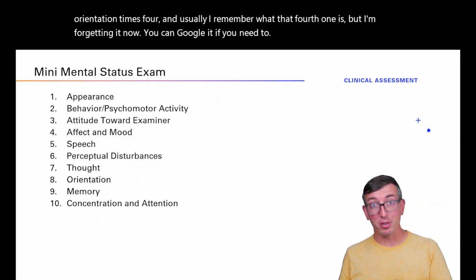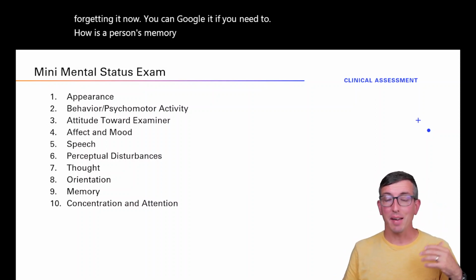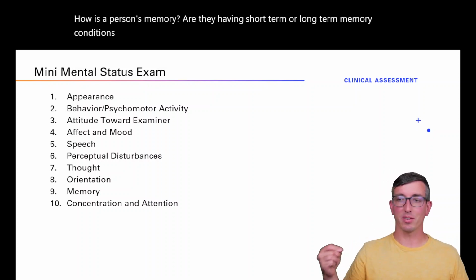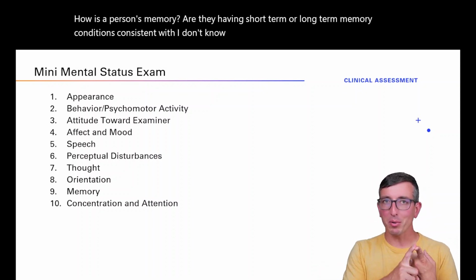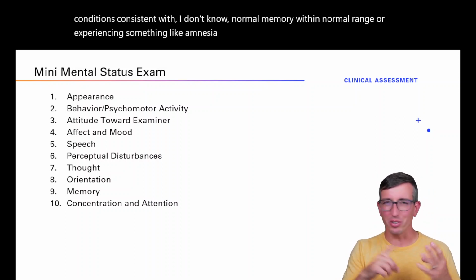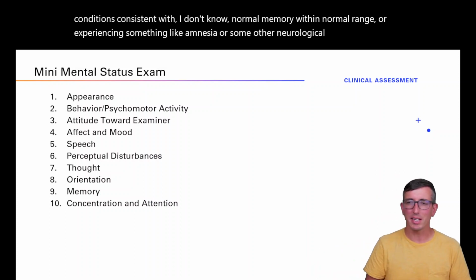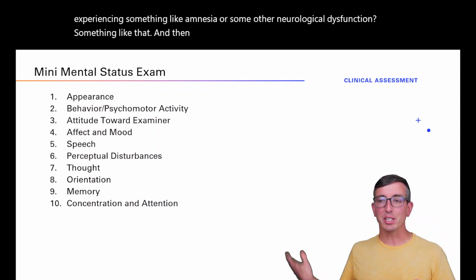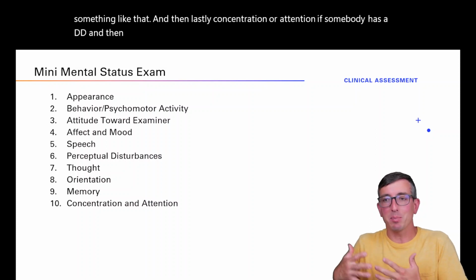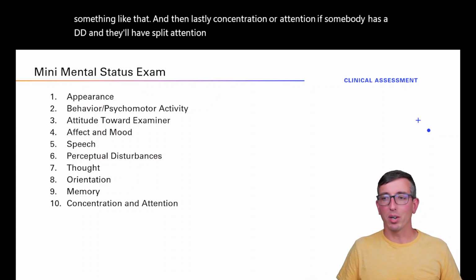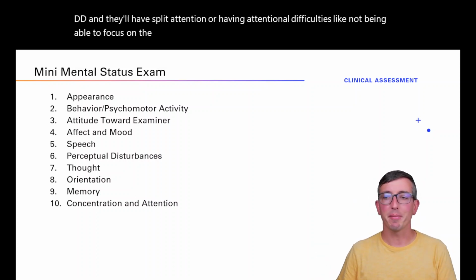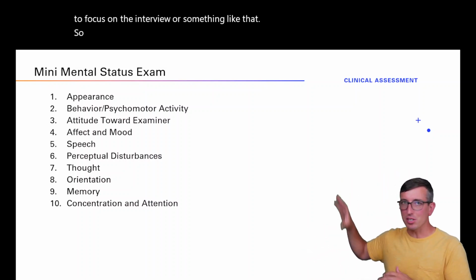How is a person's memory? Are they having short-term or long-term memory conditions, is it consistent with normal memory within normal range, or are they experiencing something like amnesia or some other neurological dysfunction? And then lastly, concentration or attention. If somebody has ADD and has split attention or attentional difficulties, like not being able to focus on the interview or something like that. So all of those things are just general categories.